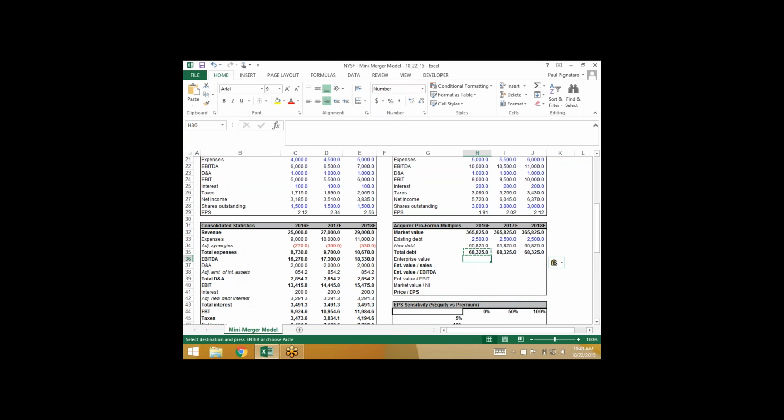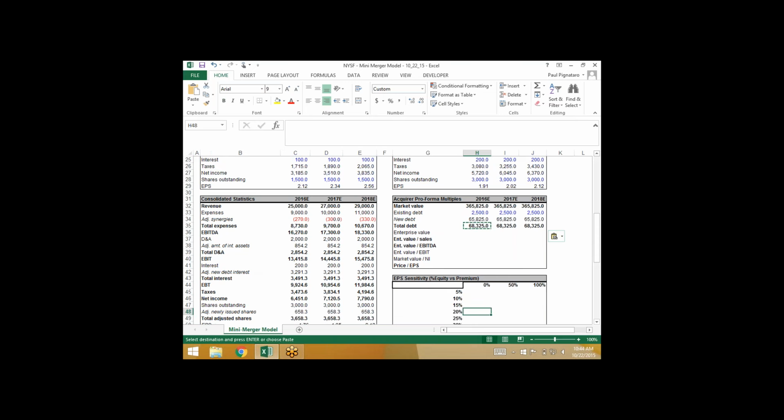Did you get that figured out? You got the dilution? Yeah, I did. Just want to look at the market value. C6 times C49. And so enterprise value is, of course, that market value plus the total debt that we've just calculated, which is the acquirer's outstanding debt plus the new debt.